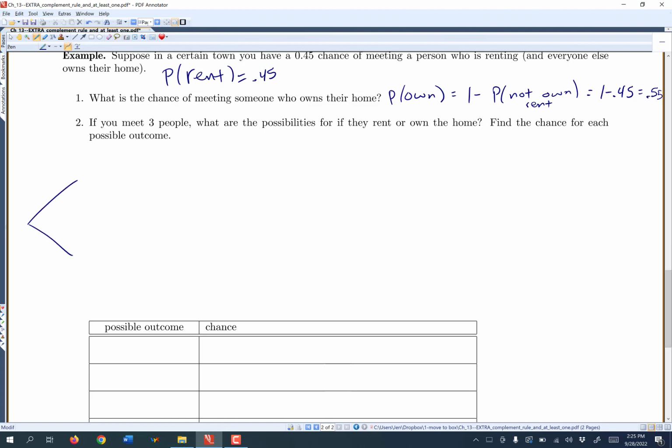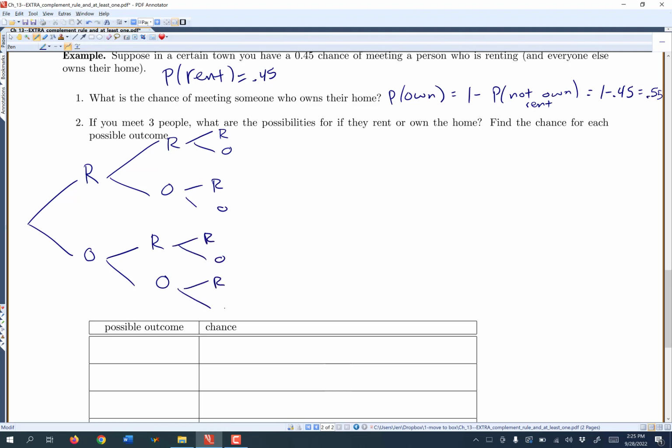So when I meet the first person, I'm going to do a tree diagram. My first person can either rent or own their home. And then if I meet my next person, they can either rent or own that home. And if the first person had actually owned, then the next person could either rent or own. And then for each of these possibilities, the third person can either rent or own. So this is called a tree diagram. Again, it's not something you have to know in this class. The reason we write it out is because it helps us keep track of what all of our possibilities are.